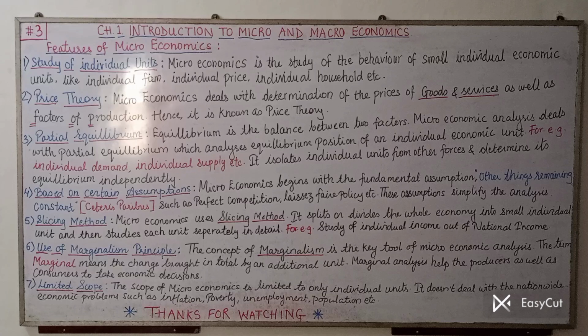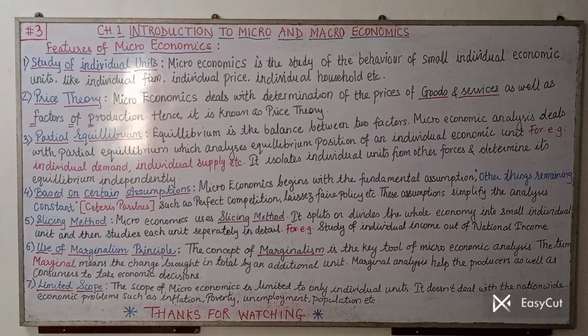Third feature is partial equilibrium. See, partial means a certain part, a certain portion. That is the meaning of partial, not the entire, but the partial. What is equilibrium? Equilibrium is the balance between any two factors. Equilibrium means studying about the balance. So microeconomic analysis deals with partial equilibrium, which analyzes the equilibrium position of an individual economic unit. That means a particular single individual economic unit is studied by microeconomics.